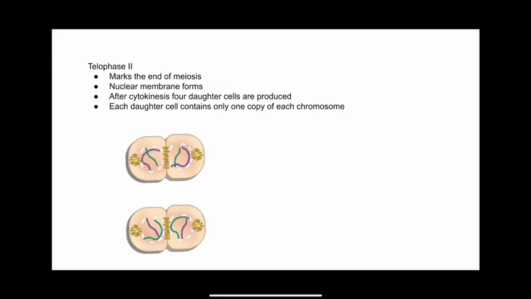Telophase 2 marks the end of meiosis 2 and the entire process of meiosis. The nuclear membrane reforms around each set of chromosomes, and then the cell undergoes cytokinesis, splitting into 4 daughter cells. Each daughter cell contains only 1 copy of each chromosome. It's also important to mention that telophase and cytokinesis happen simultaneously. As the nuclear membrane reforms, a contractile ring forms in the center of the cell in order for it to be separated.